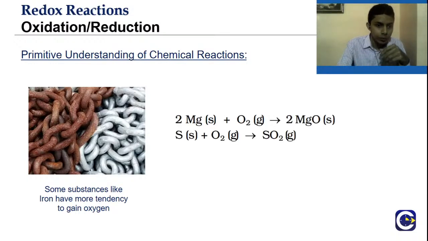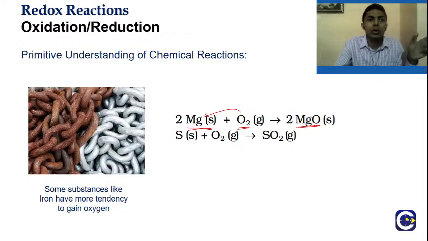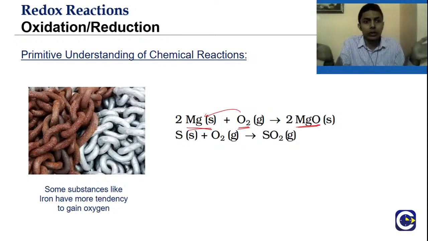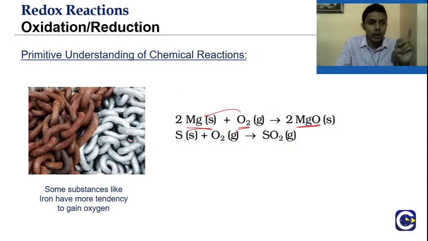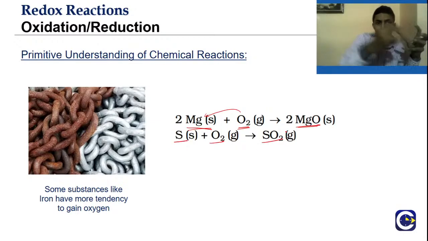So in this case, for example, if I take magnesium and it reacts with oxygen, then oxygen gets added to this, right? So addition of oxygen. Magnesium oxide formation is an example for oxidation. That means Mg gets oxidized. Clear? Similarly, sulfur gets oxidized because O2 gets added to it.